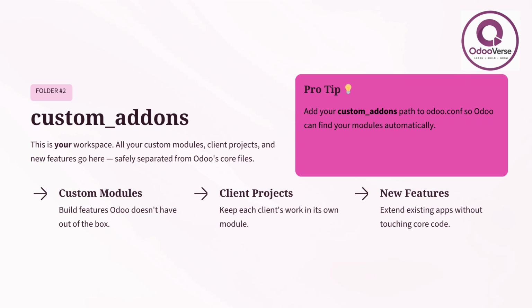Next is the custom_addons folder. This is the main workspace for Odoo developers. All custom modules, client projects, and new features are usually created here. Keeping custom code separate from core Odoo files is considered a best practice. One important tip: you should add the custom_addons path inside the odoo.conf file so Odoo can automatically detect your custom modules. This folder is where real Odoo development usually happens.